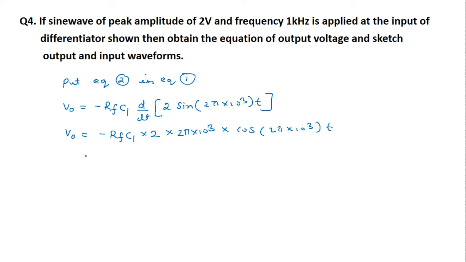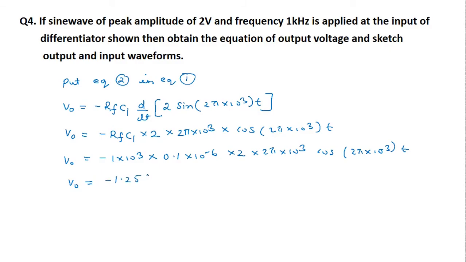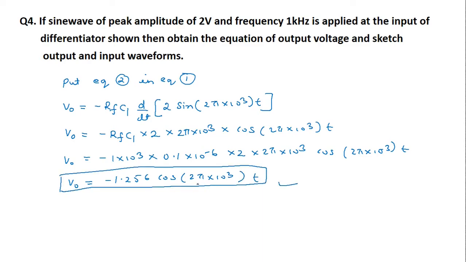Now we put the values of RF and C1 in this equation. So this is the equation of the output voltage we are getting. Solving this equation, we get minus 1.256 cos of 2 pi into 10 to the power 3 t. This is the required equation of the output voltage, and when we draw the waveform for this output voltage, we get a cosine wave.